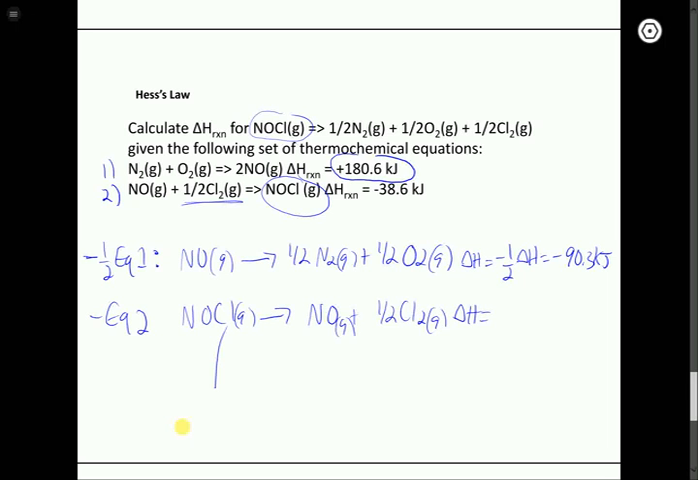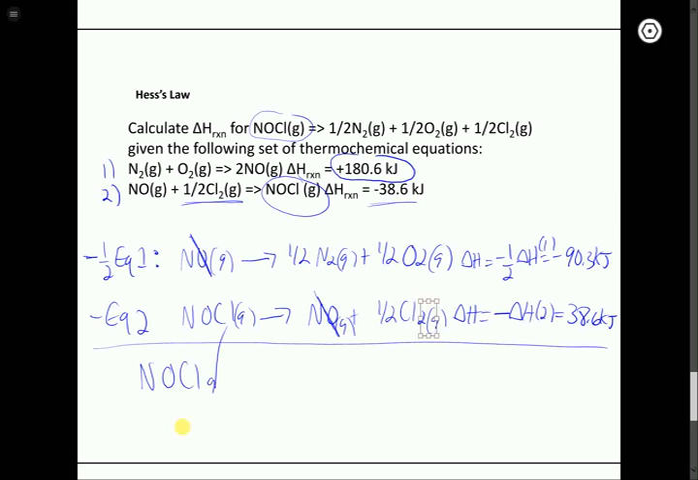So the delta H for this is just going to be the negative of the second delta H, which is 38.6 kilojoules. So we flip the second reaction, that just flips the sign of delta H. So now when we add the two chemical equations together, we have, on the reactant side, NO and NaCl, but this NO cancels out with an NO on the product side, so we're left with NaCl, and then on the product side we just have 1/2 N2, 1/2 O2, and 1/2 Cl2.